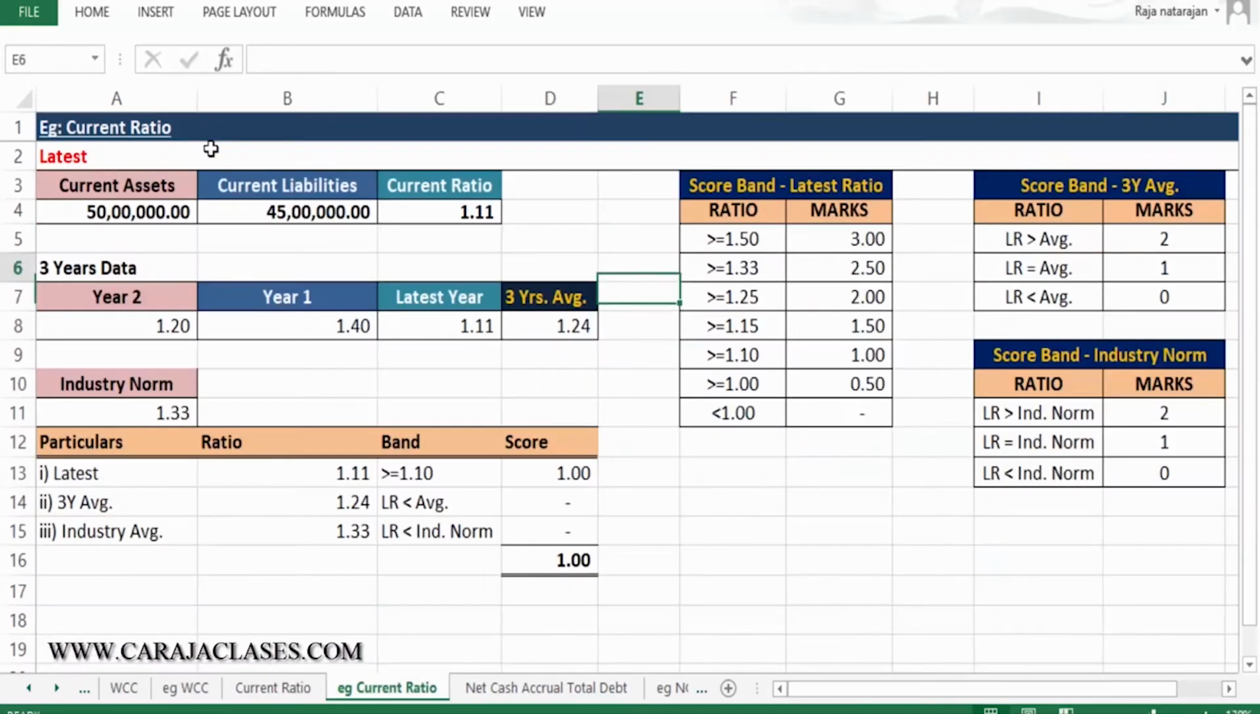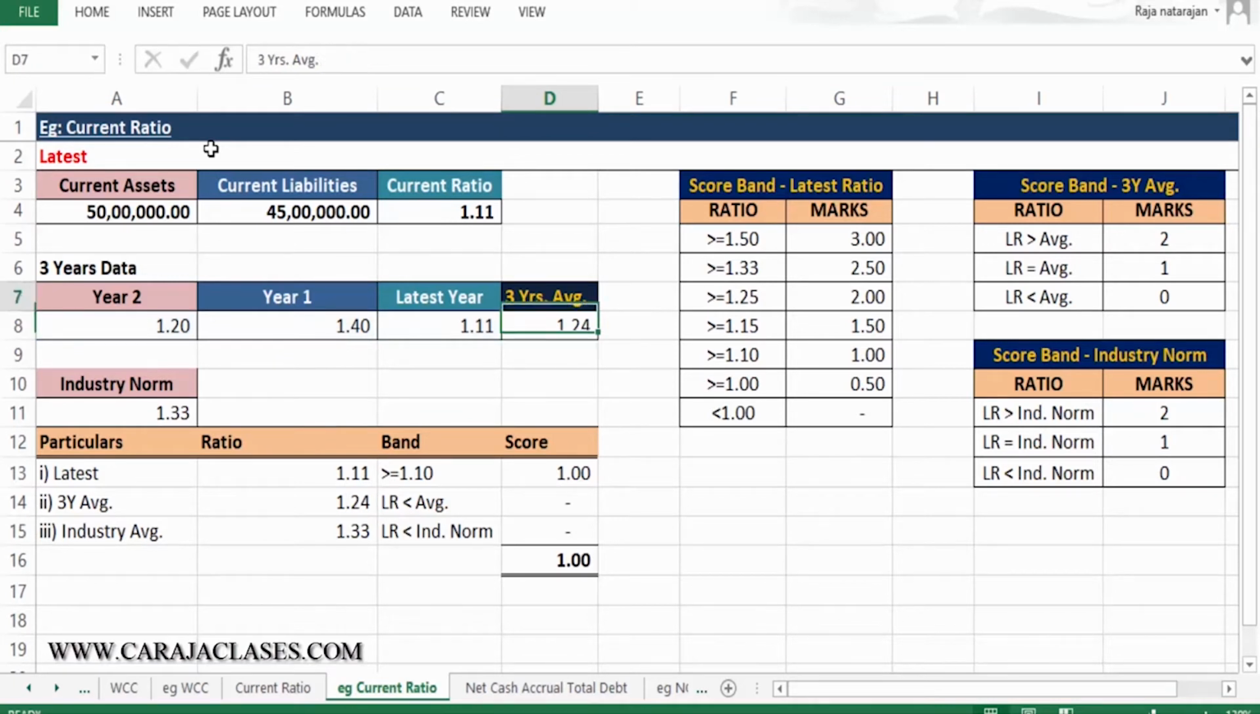Let's take an example to understand. Latest year current assets are 50 lakhs, current liabilities are 45 lakhs. If you calculate the current ratio, that is current assets divided by current liabilities, 50 lakhs divided by 45 lakhs, it is 1.11. We also have past 3 years data. Let's say year 2 it is 1.20, year 1 it is 1.40, and latest year it is 1.11. If you take the average of all three, that is 1.2 plus 1.4 plus 1.11 divided by 3, it gives you 1.24.